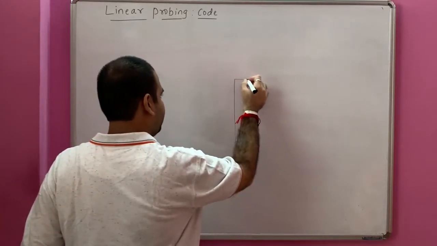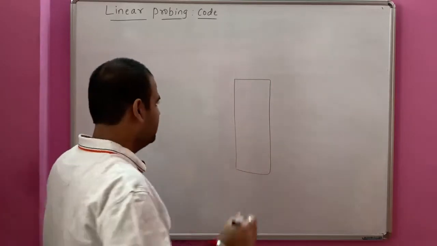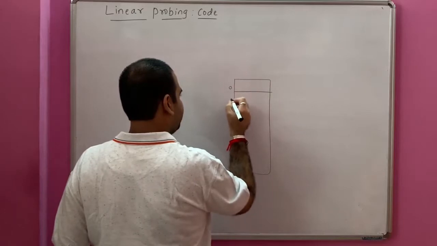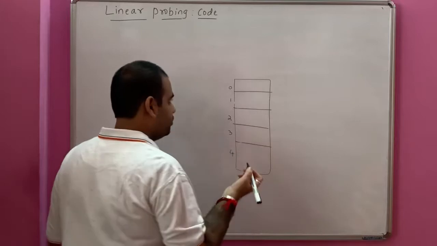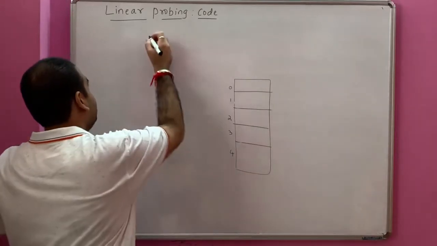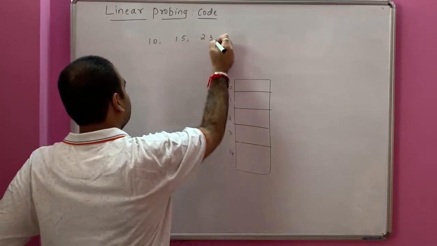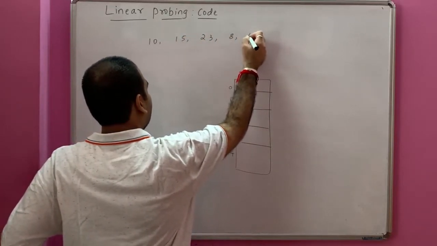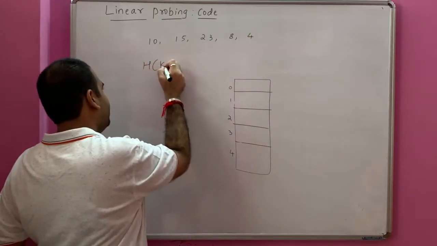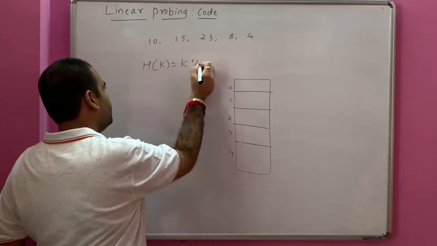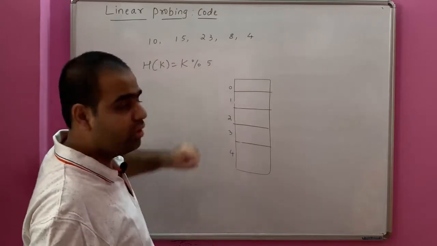Let the hash table to begin with be of size 5. Now if it is 5, then we have indices 0, 1, 2, 3 and 4. And suppose the keys are 10, 15, 23, 8, 4. And let the hash function h(k) = k modulo table size, and as of now the table size is 5. Now 10 modulo 5 is 0.